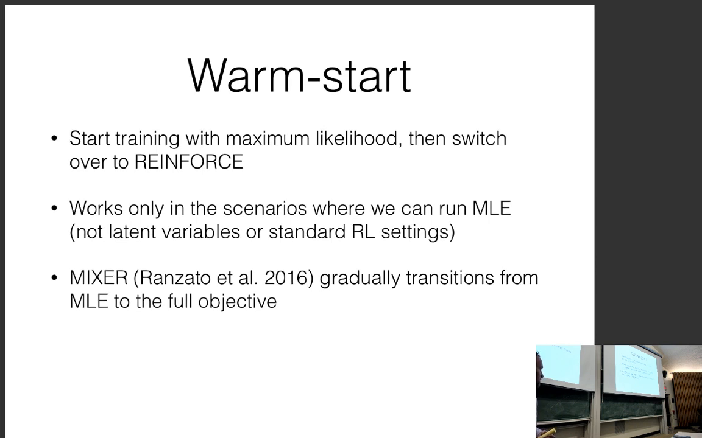One example of this is MIXER. It basically starts with MLE and gradually transitions from MLE to the full objective. And another example is where you pre-train your model using MLE, and then you train using the full objective, but you also do MLE updates every once in a while. So you sample 10 batches worth of a reinforcement learning objective and then one worth of the MLE objective to keep things stable. So there are various combinations of MLE and reinforcement learning objectives.